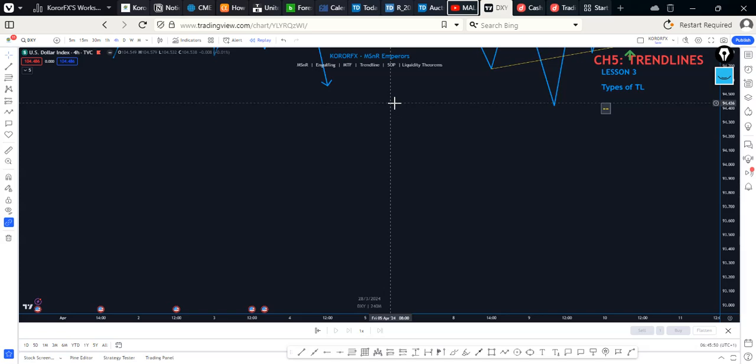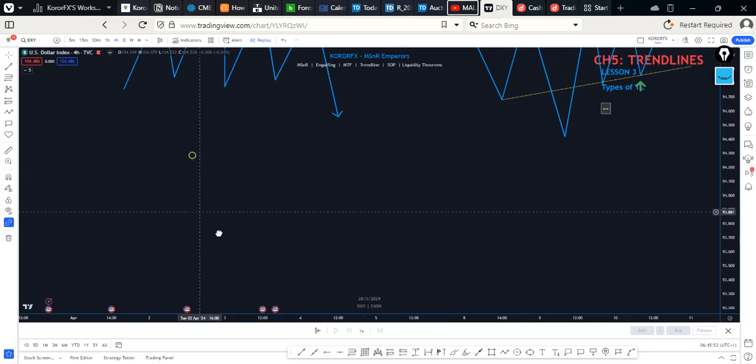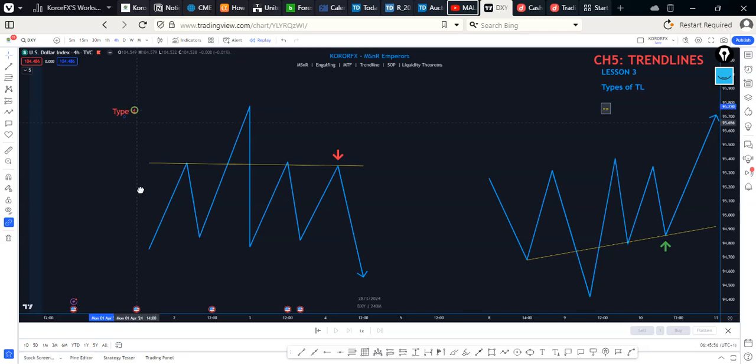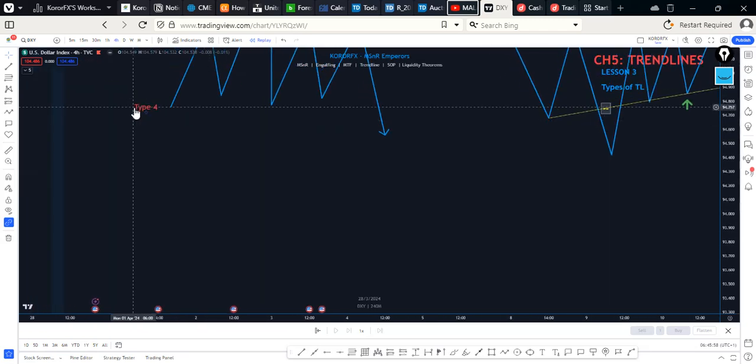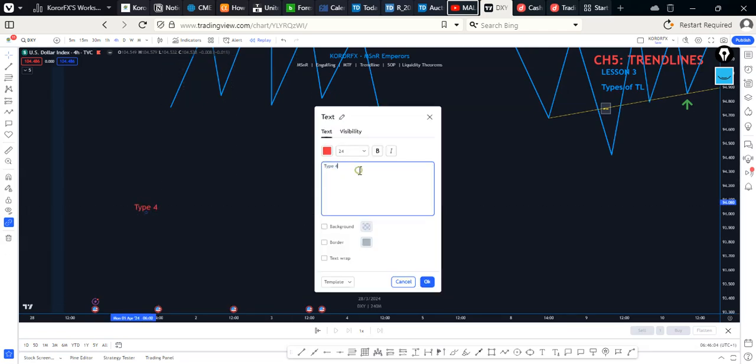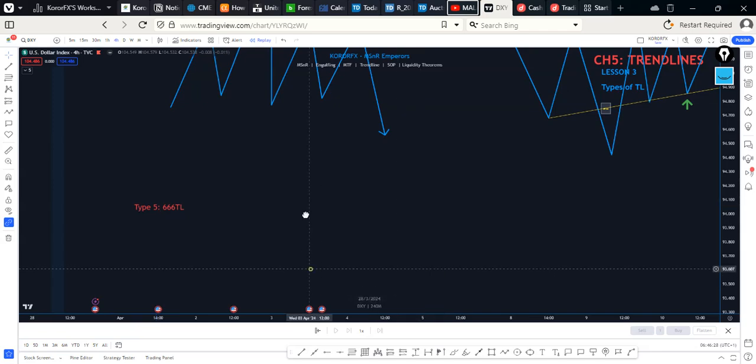So there is another type of trend line, okay, which is type 6. So type 6, it's called, it's type 5, but its name is 66L. It's called a 66L. Okay, because this is when price breaks the structure and comes back twice.